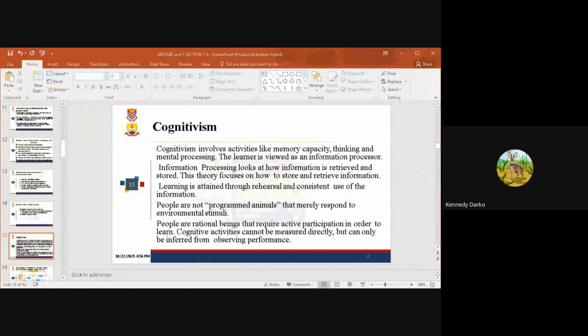Cognitive activities cannot be measured directly. Whatever decision we take in our mind, you can't put it on paper and say that I'm going to calculate the cognitive activity that I've done in my mind. No, it can only be what? Inferred from observing performance. We can only see it when we are observing what? Performance. Okay, so that is that.